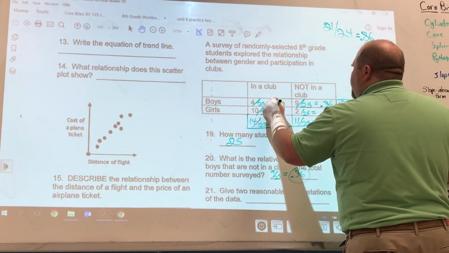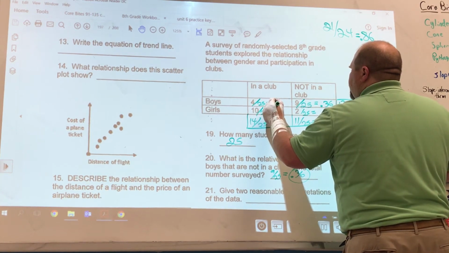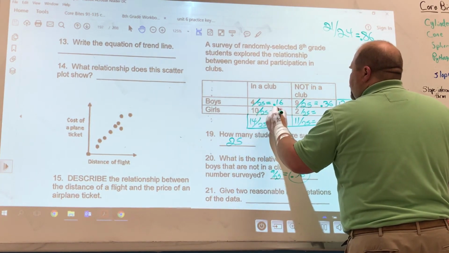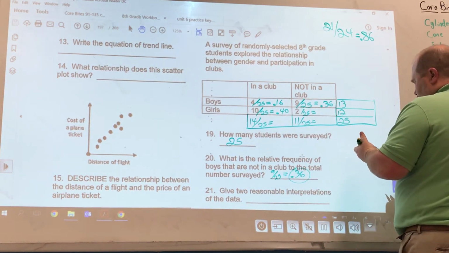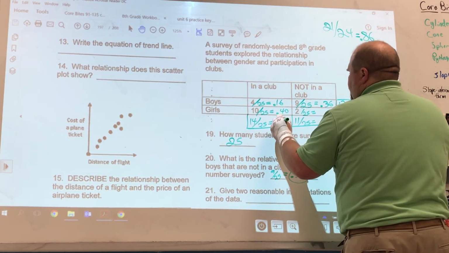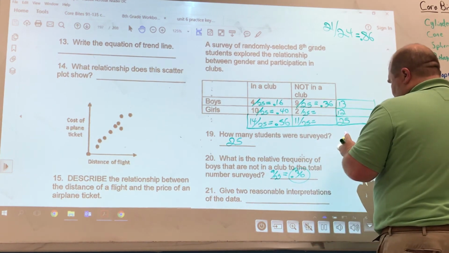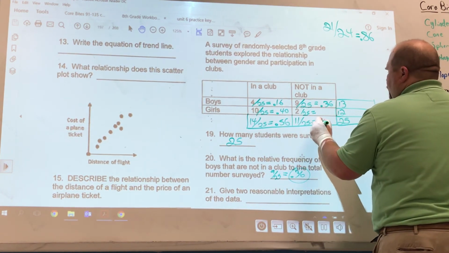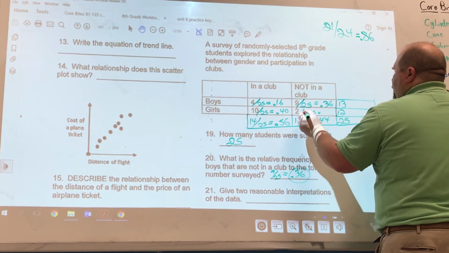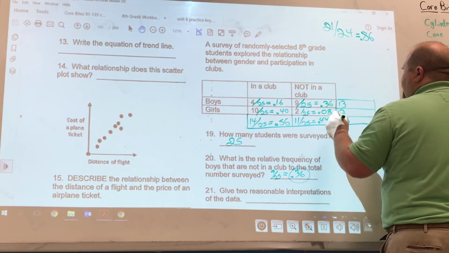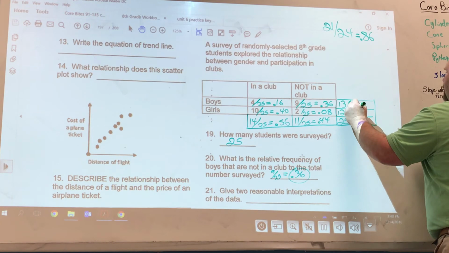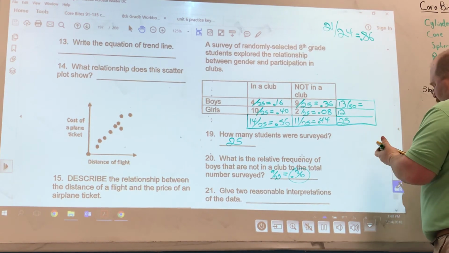All right, so 12 of 25, 0.48. 4 of 25, 0.16. And 10 of 25, 0.40. 14 of 25, 14 divided by 25, 0.56. And 11 divided by 25, 0.44 right here. 2 divided by 25, 0.08. 13 of 50, or 13 divided by 50, 0.26.